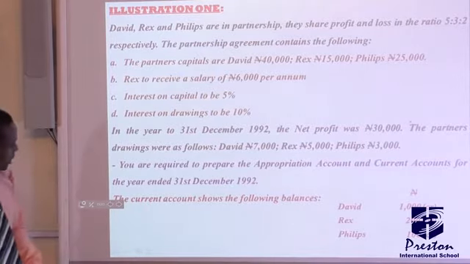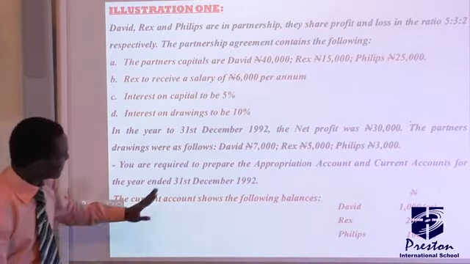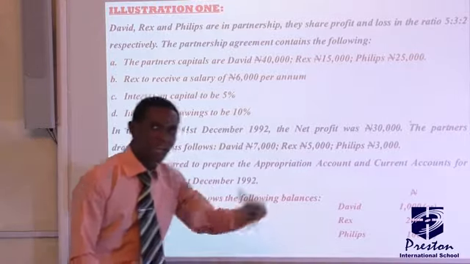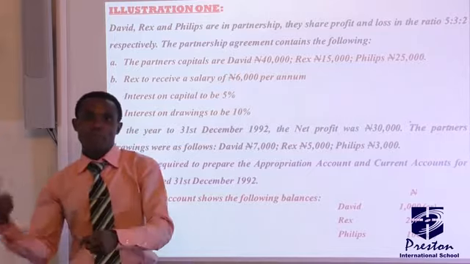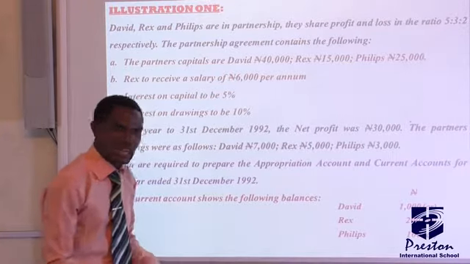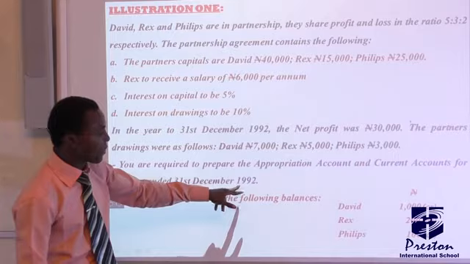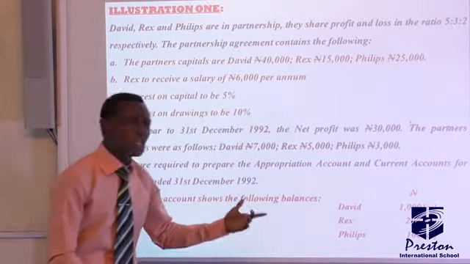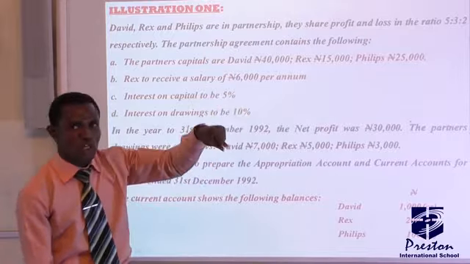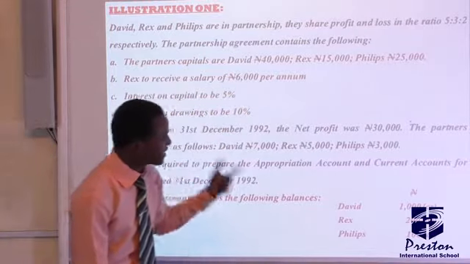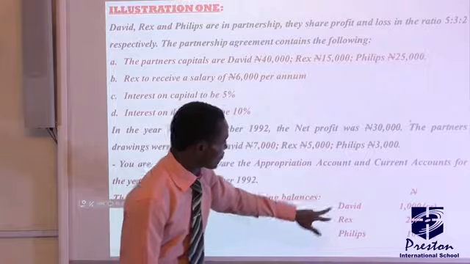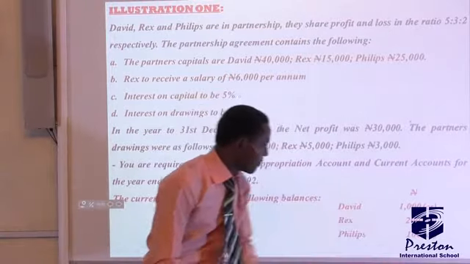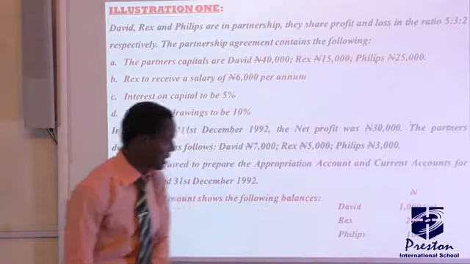Now, this is additional information for us to see. The current account shows the following balances. That means the balance brought from the previous year to the present year that we are about to treat, maybe from 1991 coming to 1992. These are the balances brought forward under our current account. David is having a credit balance, Rex having a debit balance, Philip having a credit balance.